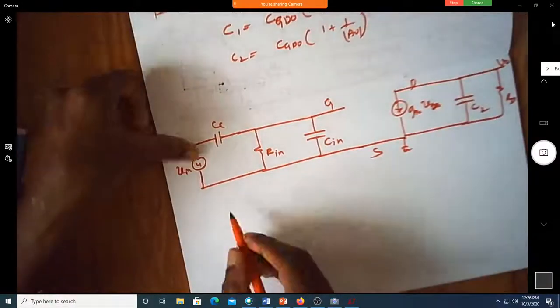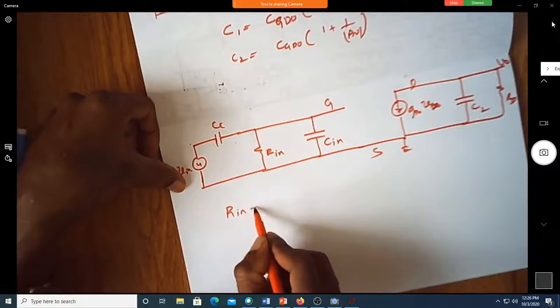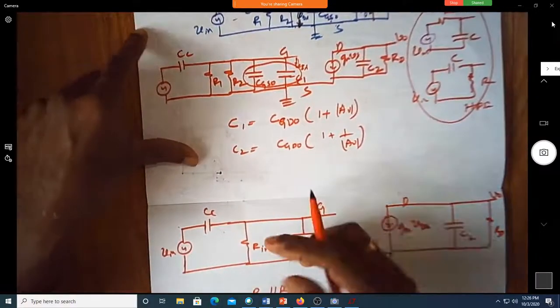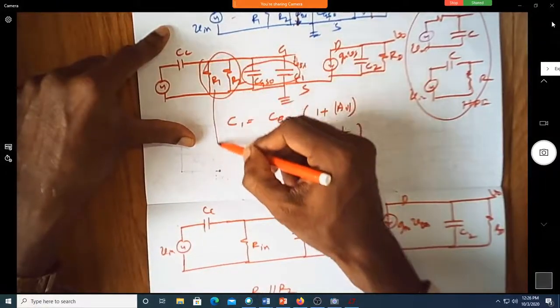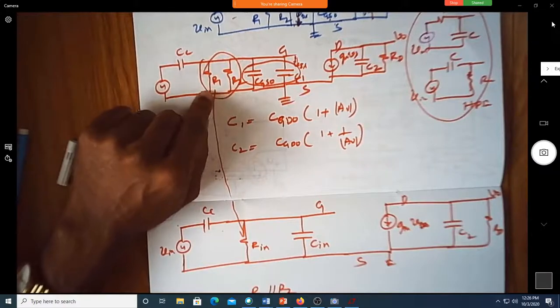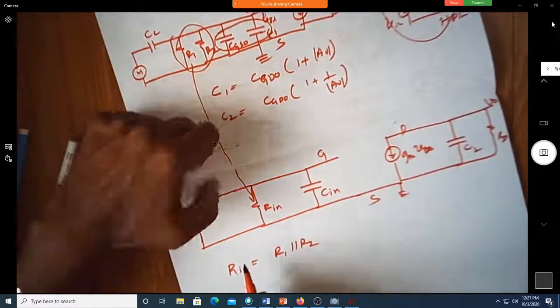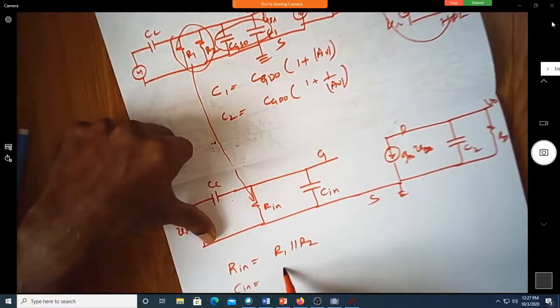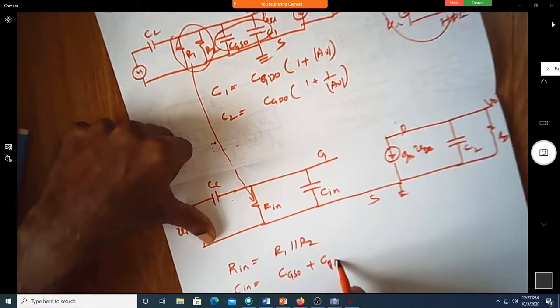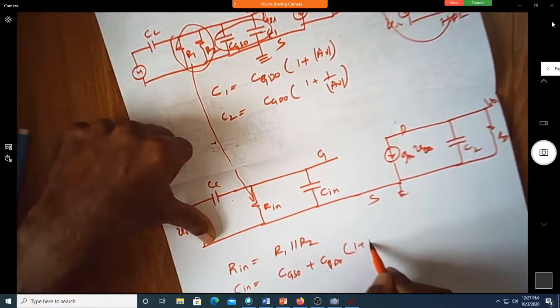What I'll do, I will write R in is equal to R1 parallel R2. Is it correct? Here I am replacing these two resistors by a single resistor. Are they in parallel? Yes, sir. Shall I write C in is equal to CGSO plus CGDO into 1 plus AV?